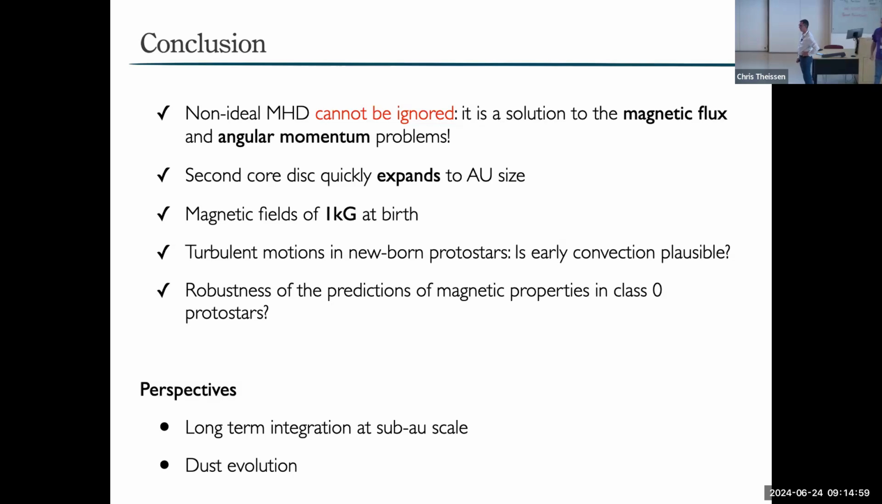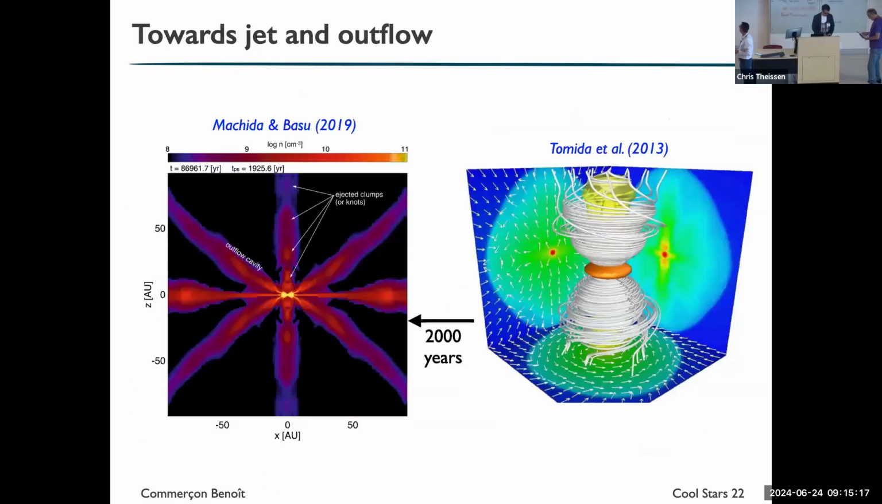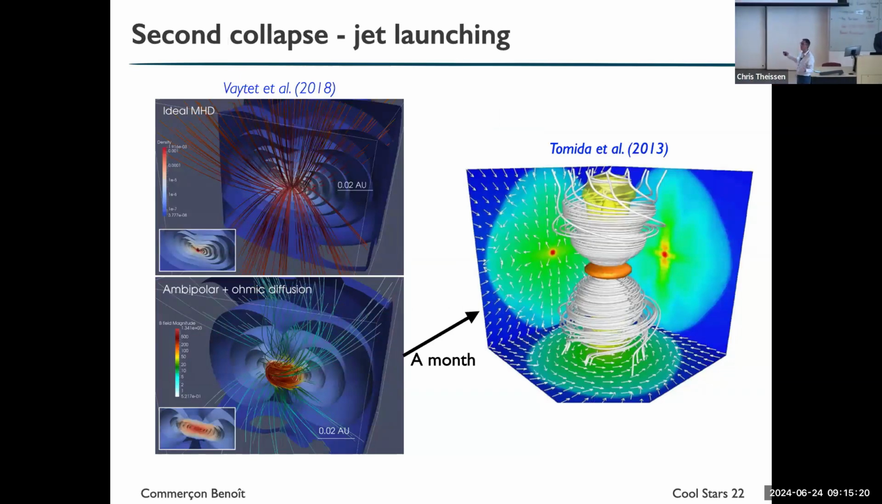So very nice review. Maybe I missed something, but why don't you get into toroidal field generation also in the ideal MHD? Actually, at the second core scale, we do not find any toroidal field because there is no more rotation. Okay, so it's spherical collapse. But at the first core scale, we see some toroidal magnetic field. Okay, so different than the vertical magnetic field we see in the non-ideal MHD case.